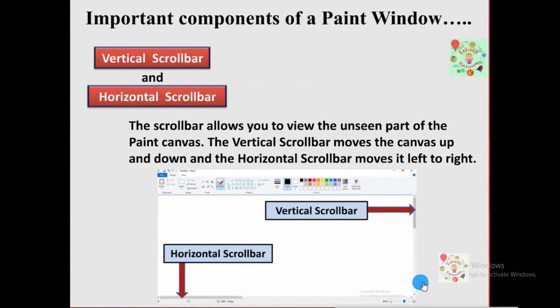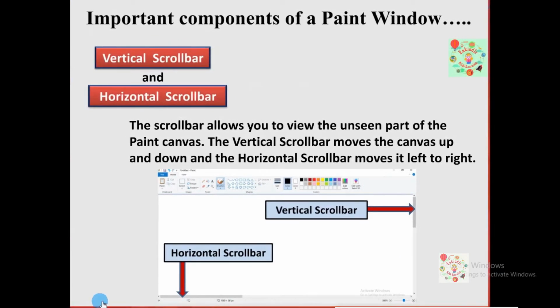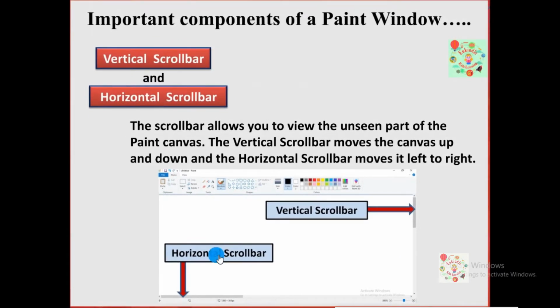This is called the vertical scroll bar. Whereas the horizontal scroll bar moves it from left to right. I can move this particular canvas left to right. That is done by using the horizontal scroll bar, and using the vertical scroll bar I can move the canvas up and down. This is about the vertical scroll bar and horizontal scroll bar.